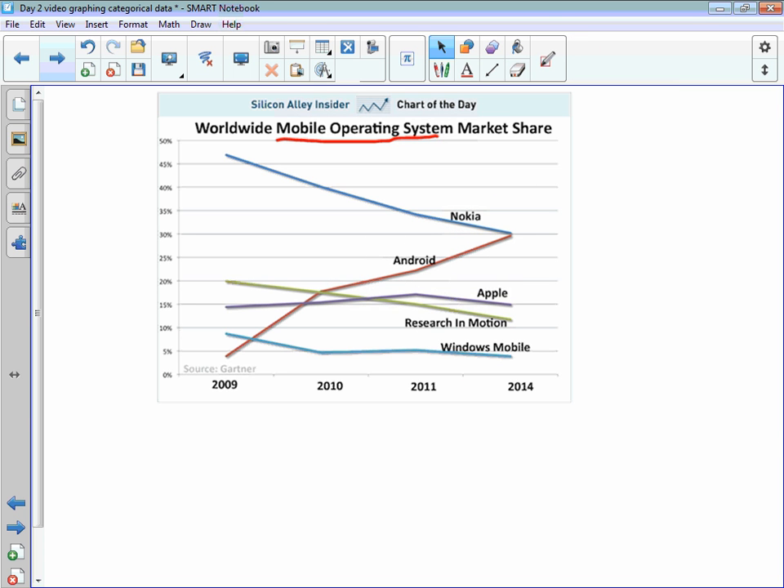This is similar to the bar chart. It's just instead of doing the bars, they're plotting the points and connecting them with lines. But it is still categorical data.